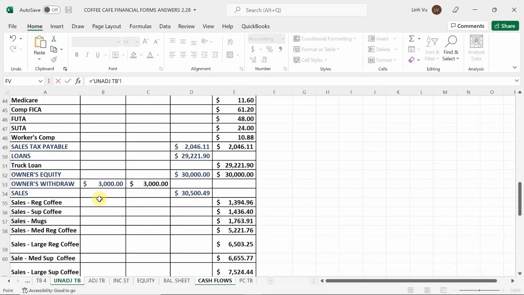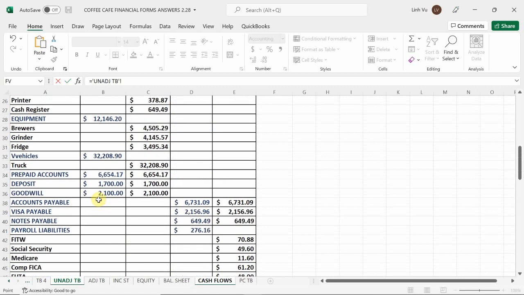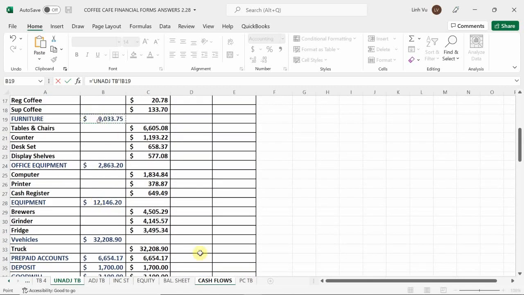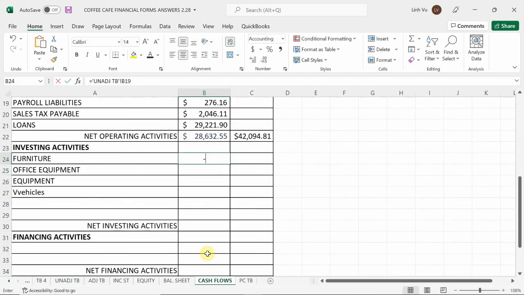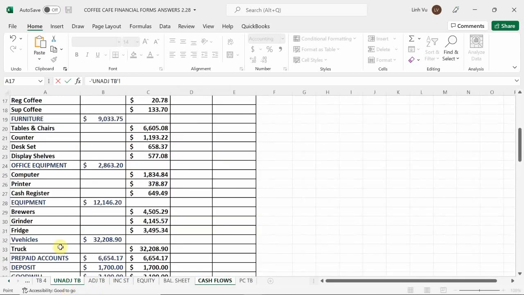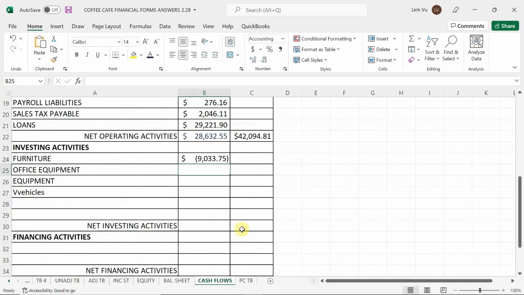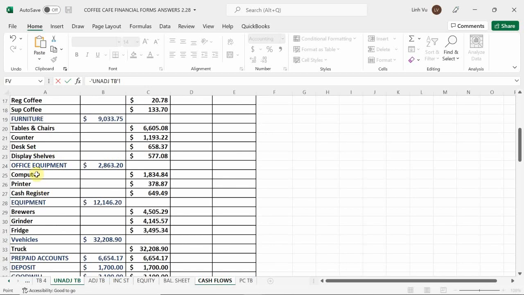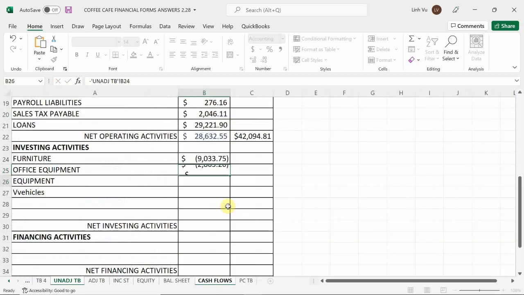So in this case, let's take a look. I originally purchased a grand total of $9,033.75 worth of furniture. But in this case, that was money that I spent. So that means I need to subtract it out of my cash flows, right? I don't have that money anymore. I spent it to buy furniture. So that means all my fixed assets are going to be things that I have spent money for. So in this case, I spent a grand total of $2,863 for my office equipment.